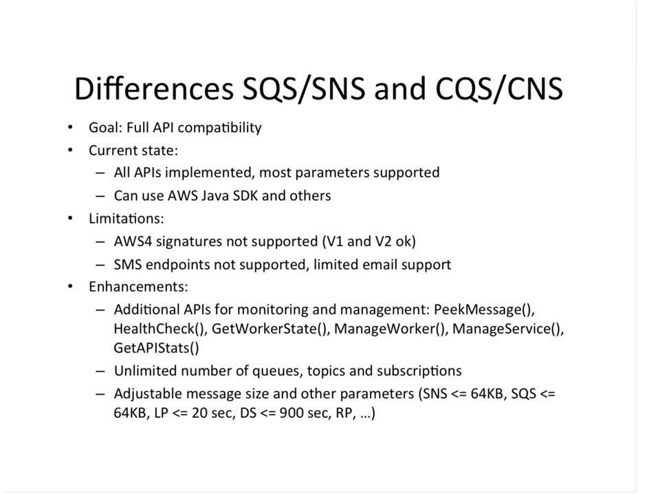Comparison of our implementation with Amazon SQS and SNS. Our goal is full API compatibility, and we are pretty much there. We are implementing all APIs. Pretty much all parameters are supported. And you can even use the Amazon Java SDK and other language bindings to access the service. There are some things we do not implement yet. One example is digital signatures, the latest version of it, version 4, we don't support. Versions 1 and 2 are okay, and we're working on catching up there as well.